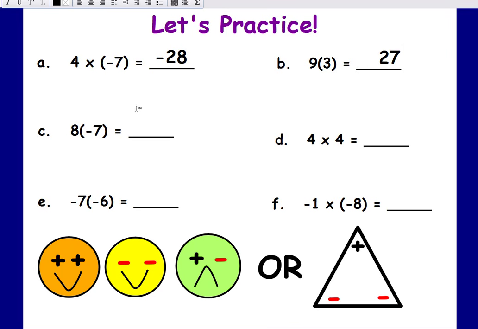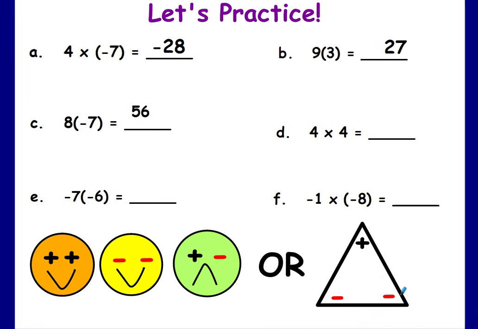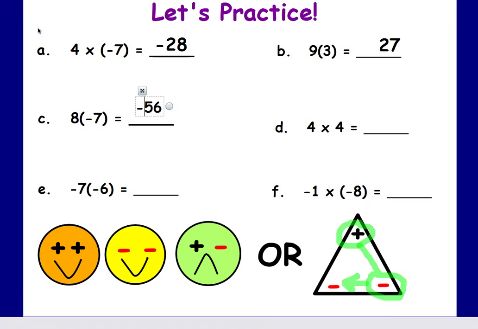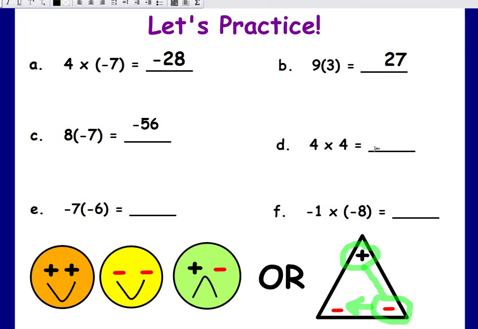Next one, 8 times negative 7. 8 times 7 is 56. But it's a positive times a negative. So I'm going to use my triangle. I have a positive, and I'm multiplying it by a negative. So my answer is negative. So this is going to be a negative 56. So go ahead and try the last 3 problems on your own. Pause the video, and then come back to check your answers and see how you did.